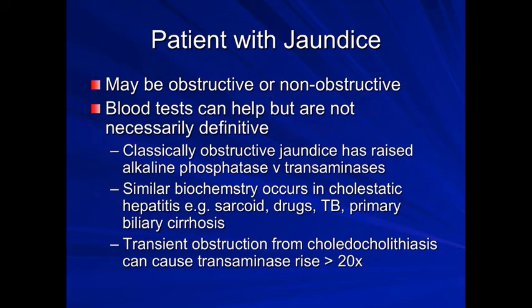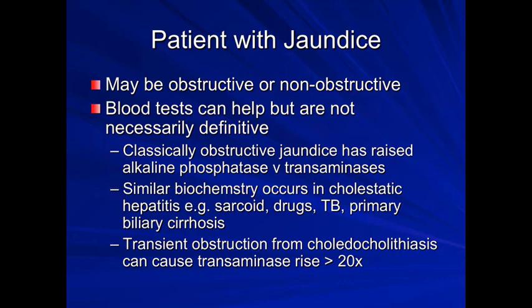Now, in the patient who presents with jaundice, we classically divide these patients into two groups, those with obstructive jaundice and those with non-obstructive jaundice. There are features of the history that can help distinguish between these two, such as change in the colour of the urine and the stool, and we often will rely on blood tests to help, but these are not necessarily definitive. Classically, we will look at the ratio in the rises of the alkaline phosphatase versus the transaminases.